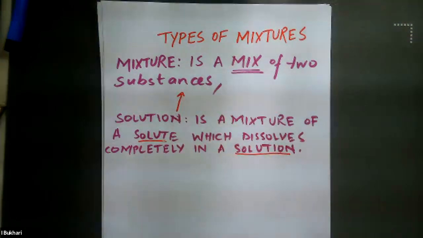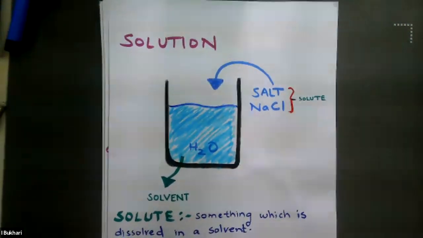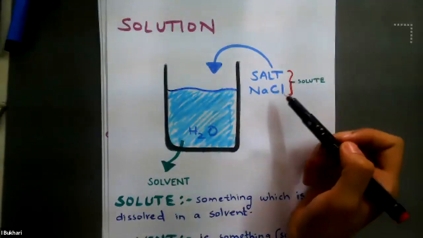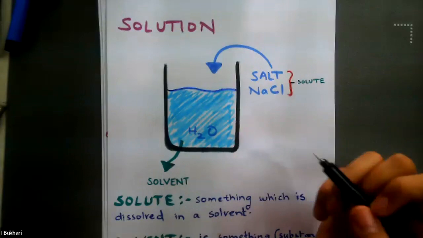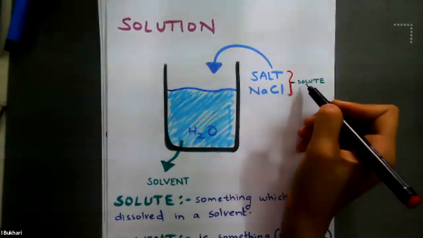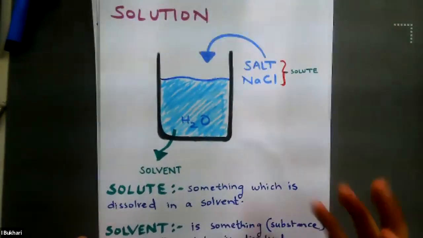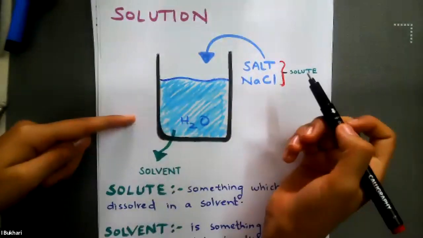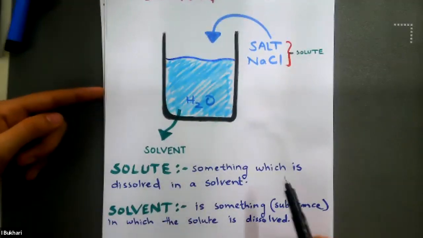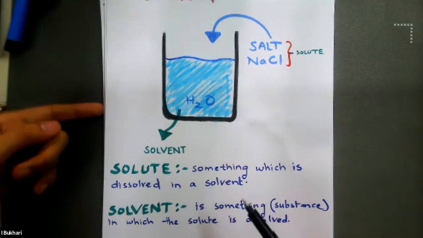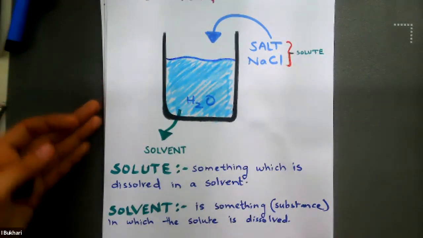So an example of a solution is when you add salt, NaCl, to water. This is a really common solution. And over here, the solute is what we add in the solvent. The solvent allows the solute to dissolve in it. So the solute is something which is dissolved in a solvent, and the solvent is a substance in which the solute is dissolved.